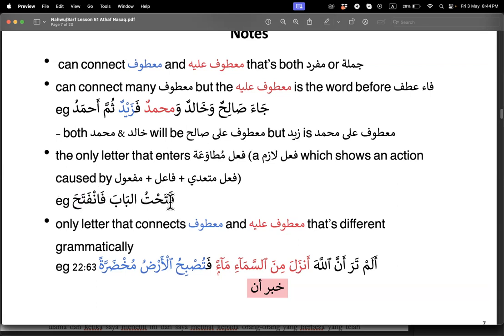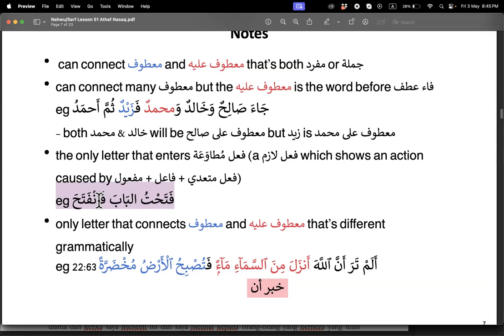When this word is called fi'il mutawa'ah, we don't use this in Arabic, so you're going to forget. I will always forget this word. But when you want to show this action done by this, you use fa, not wow. Maybe I don't do so much sentence construction either because I don't have anyone to talk to in Arabic.